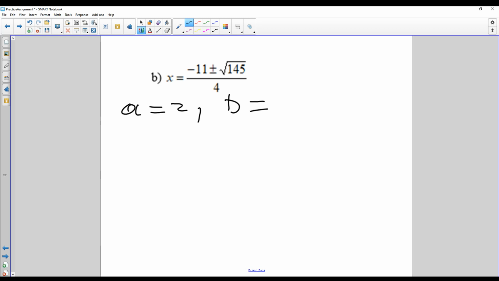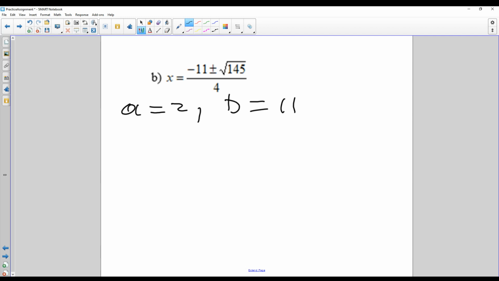What's my B this time? Yes, Vanya. Positive 11. We don't know what C is yet, though. All right, that's the thing we need to know. That's the thing we have to figure out. We know the A is 2 because the bottom is 4. We know the B is positive 11 because of that minus 11 at the top there. But we don't know what the C is yet. But we're going to do the same thing again.